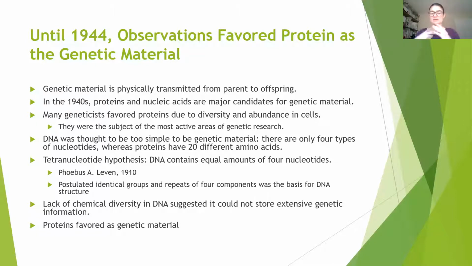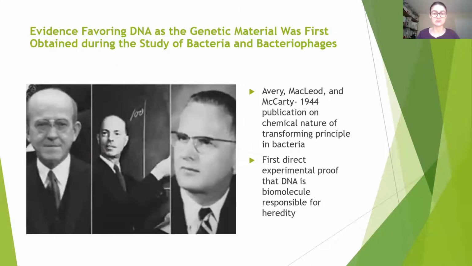So they underlined, at that point, that DNA wasn't very various, right? It was just very repetitive. And so how could it at all contribute to the variety that we see around us? So the lack of chemical diversity in DNA suggested it could not store extensive genetic information, and so proteins were favored as the genetic material, right?